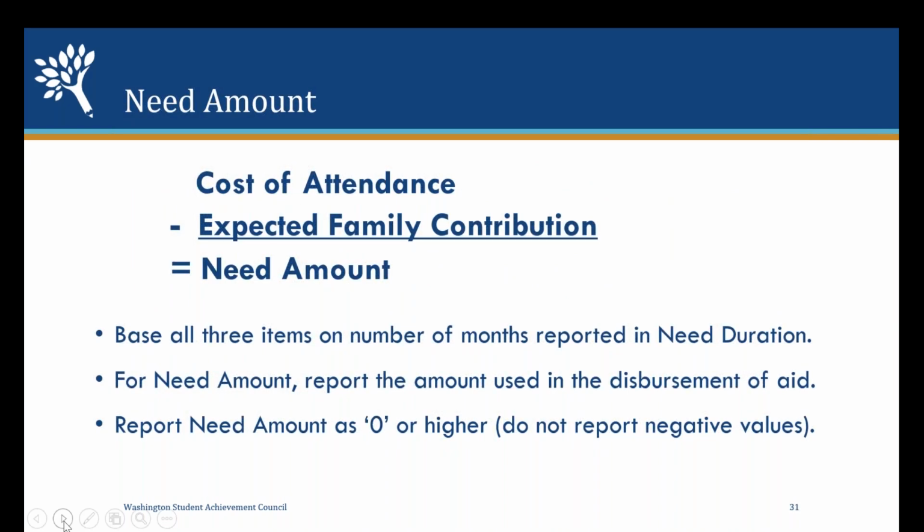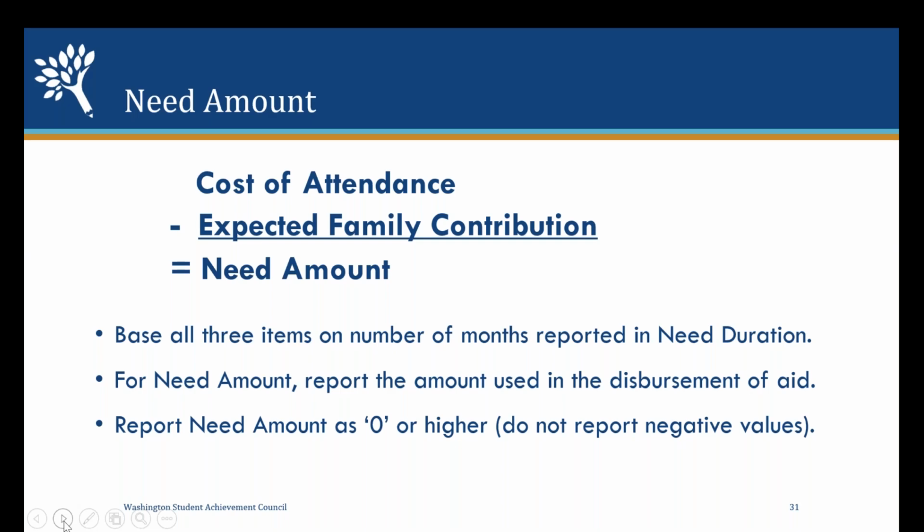As you all know, the formula for determining need is cost of attendance minus the expected family contribution equals need. So we base all three items on the number of months reported in the need duration. For your need amount, report the amount used in the disbursement of aid. Report your need amount as 0 or higher. Do not report negative values here.